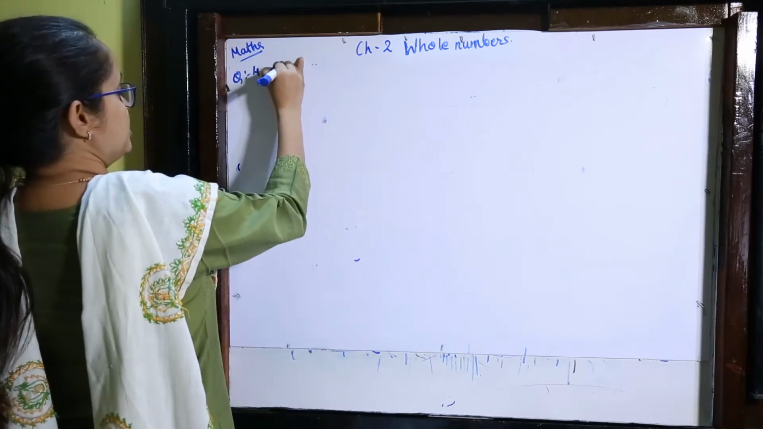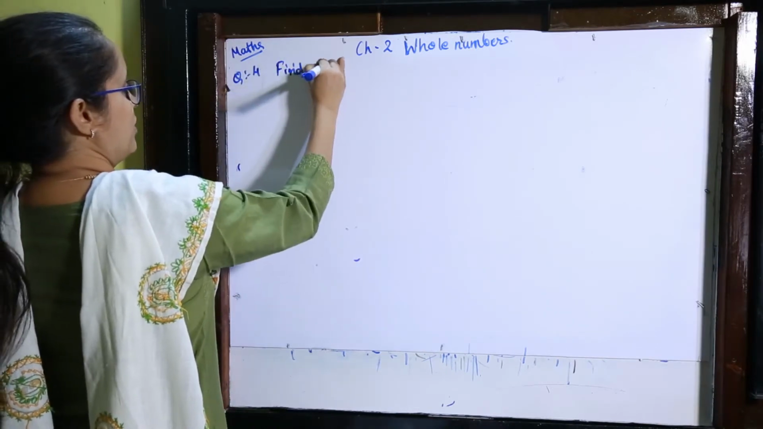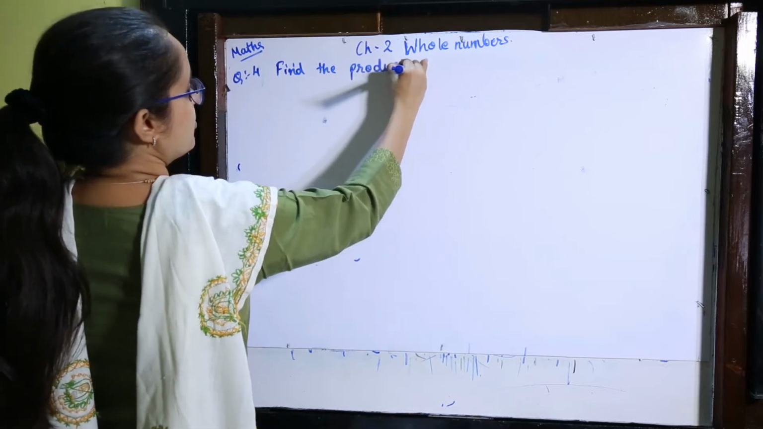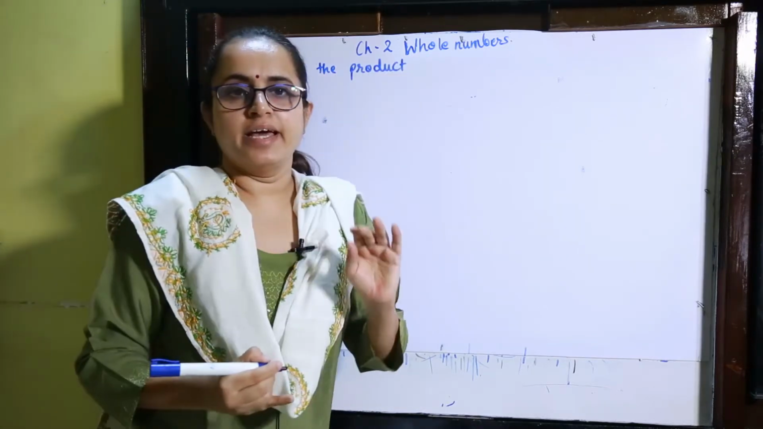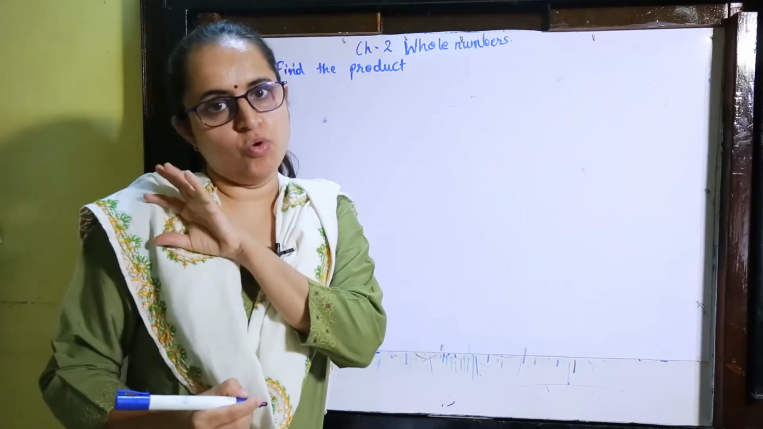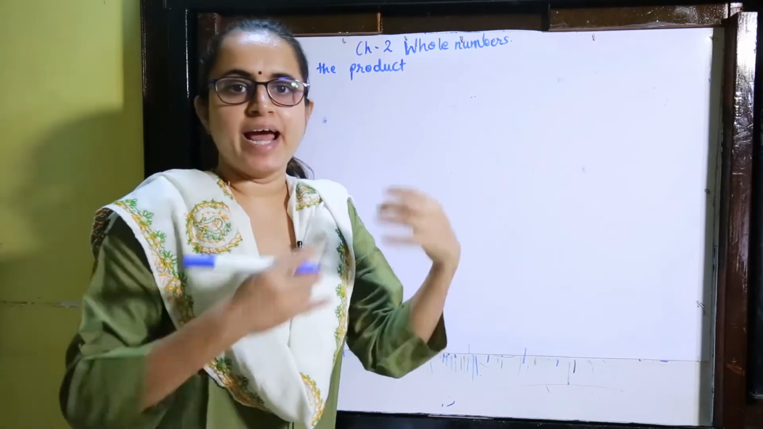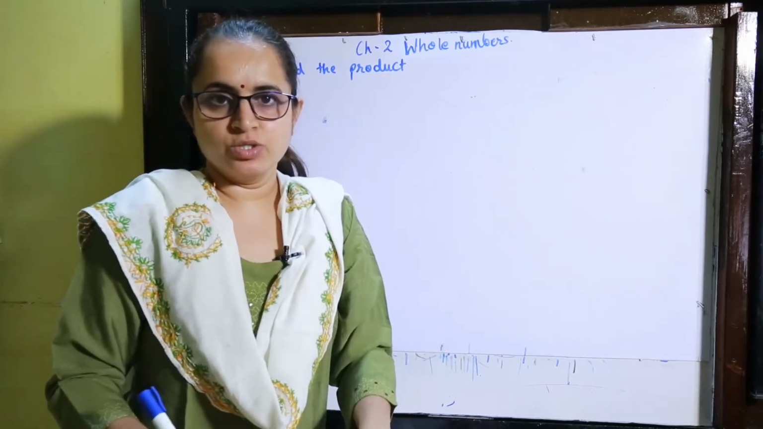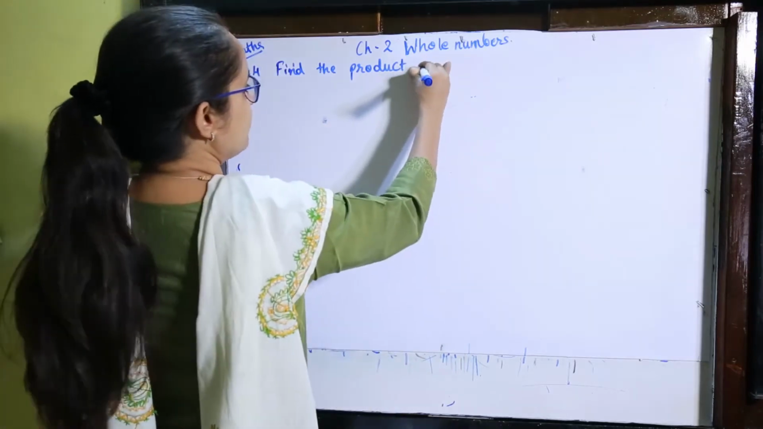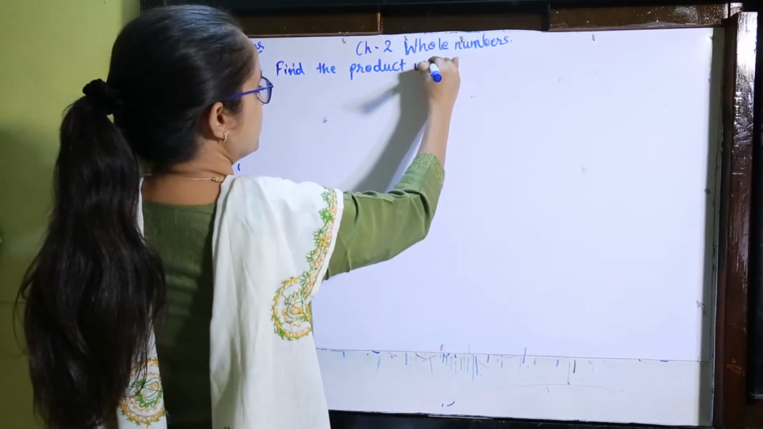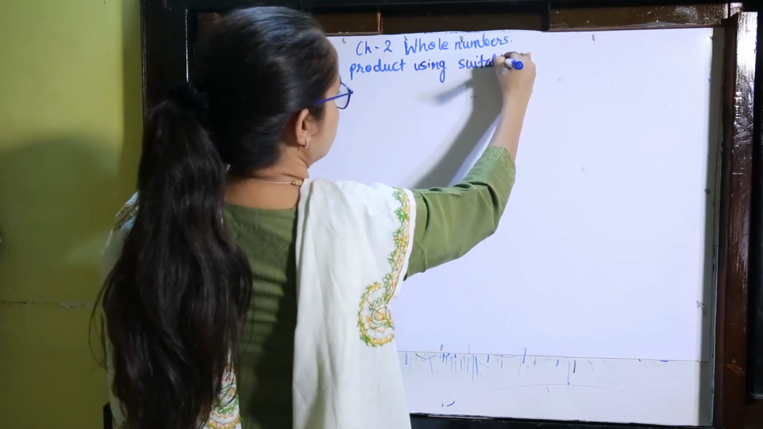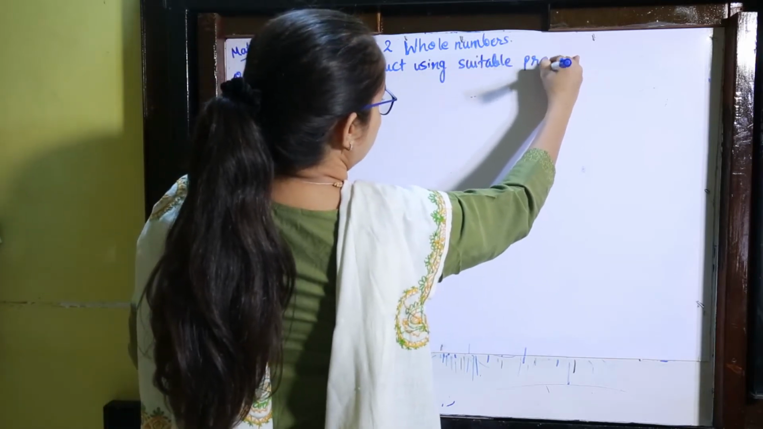Now question number 4 is find the product with the suitable property. Now whenever suitable property is written, you have to understand that you have to use the properties of a whole number. You just cannot simply multiply the numbers. You have to use the property. Okay. So whenever it is written that using suitable property, you have to use property of the whole number. Okay. That's the first thing.